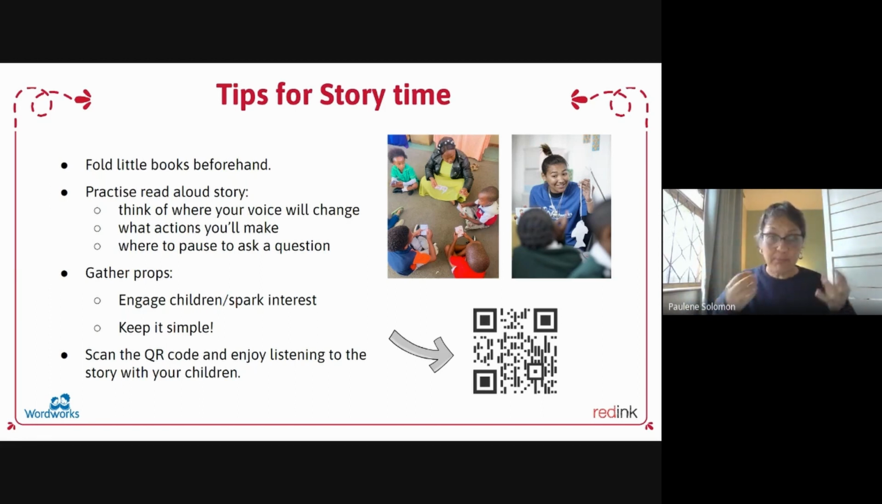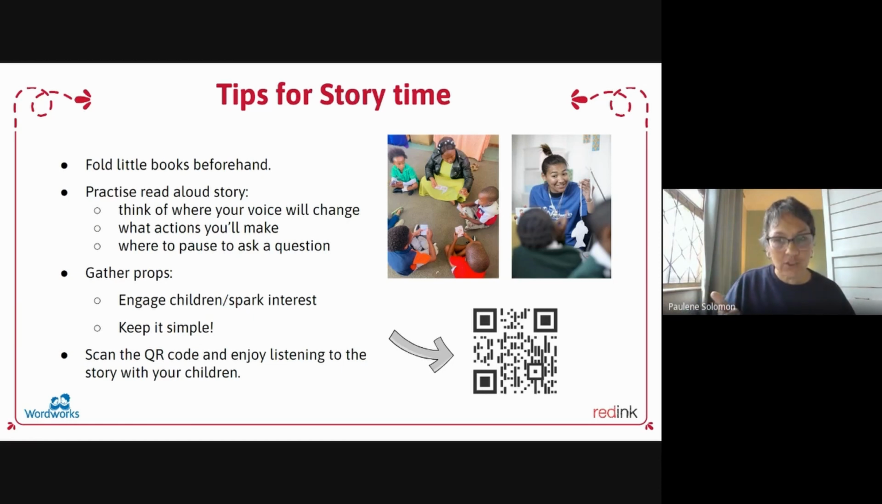You can use the prop before you read the story. You can use the prop during the story. You can even use the prop after reading the story. We're going to do that together now. But the thing about props is that we don't want you to be spending money and a lot of time and energy going to make them. So when you are looking for a prop for that story, keep it simple. Keep it something that can stand in place of something else if you don't have the real thing.